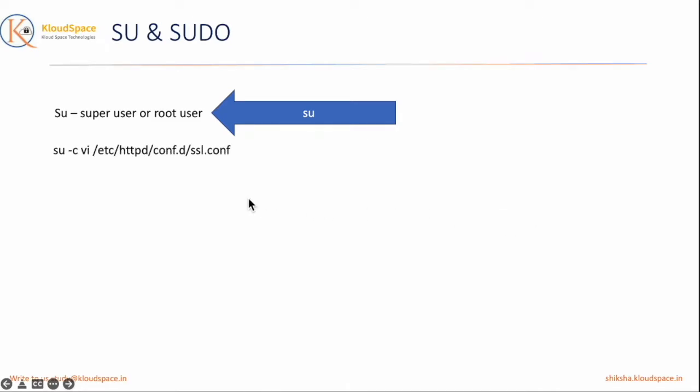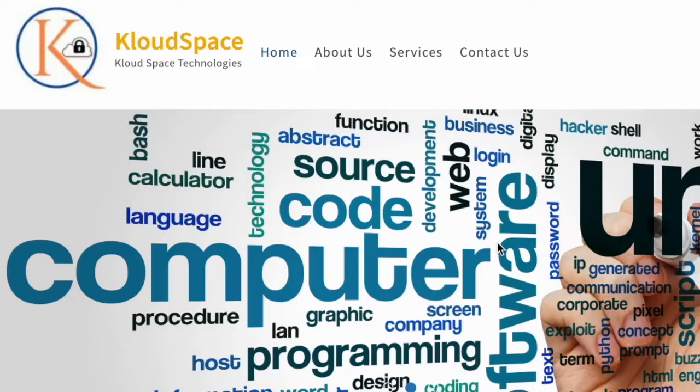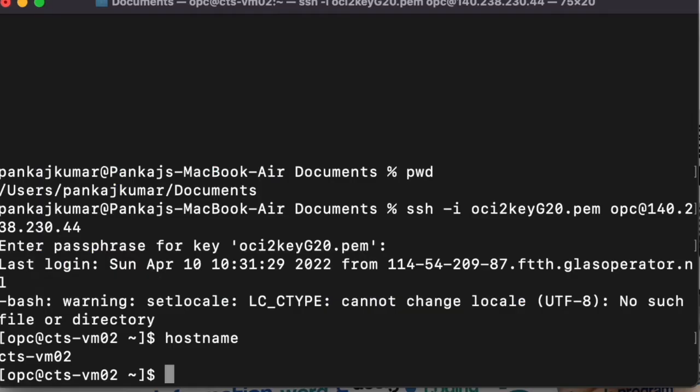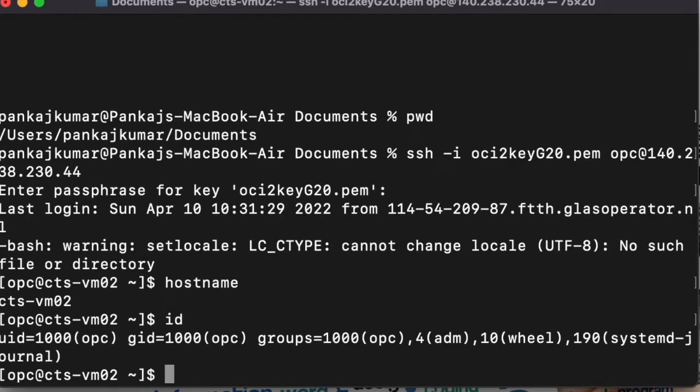For example, let's say you want to make changes to one of the web server configuration files. We can use su -c, then give the full path, and we can edit it. Now I will show you an example. The dollar here shows that I am a restricted user. I can also use the id command to see what my username is and how it is being utilized here.